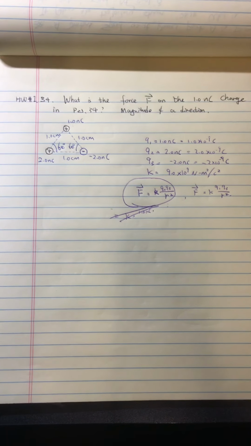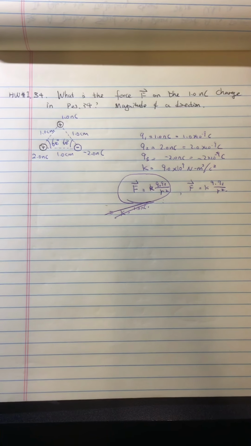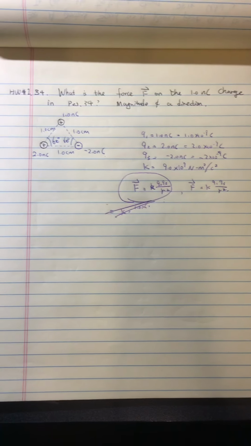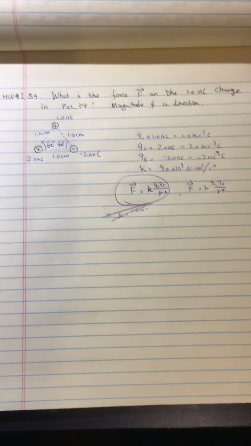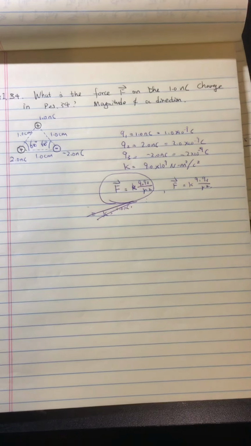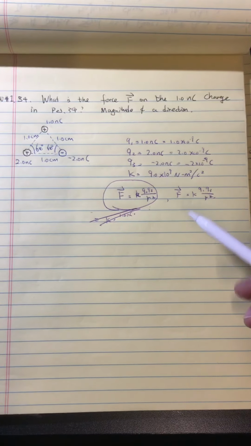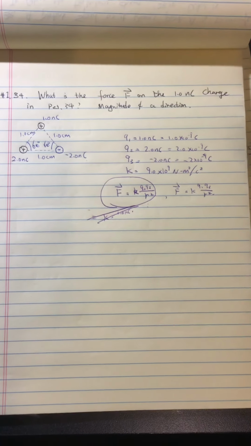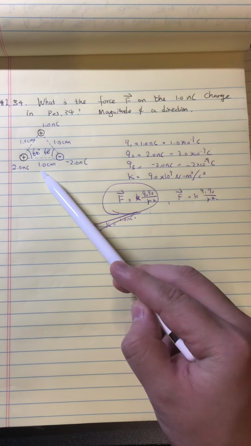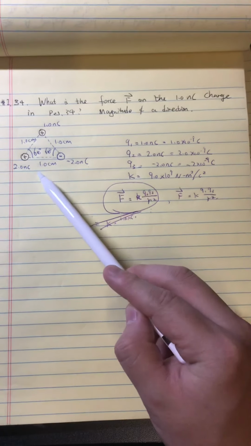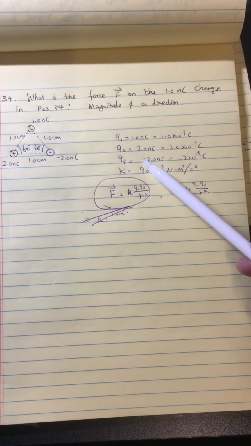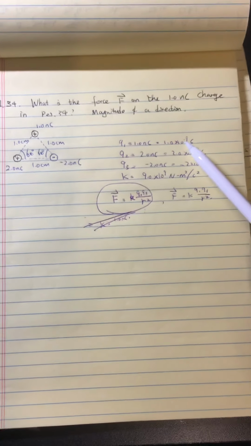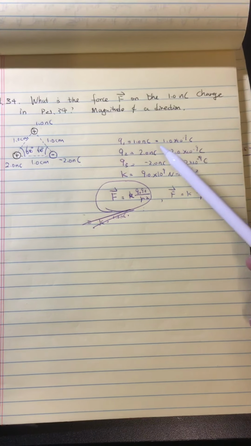We are going to do homework number 134, which is this question. What is the force F on the 1.0 nanocoulomb charge in P25.34? Find the magnitude and the direction. Sorry, that's the diagram, and those are the known conditions: Q1, Q2, Q3, and K.